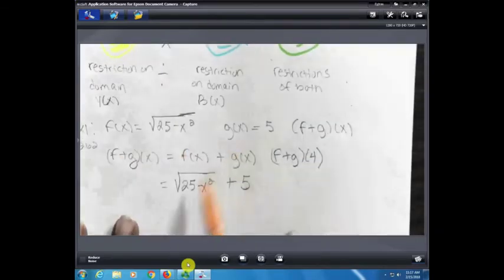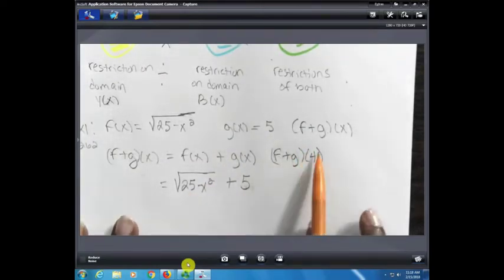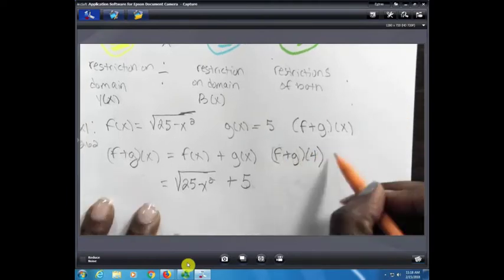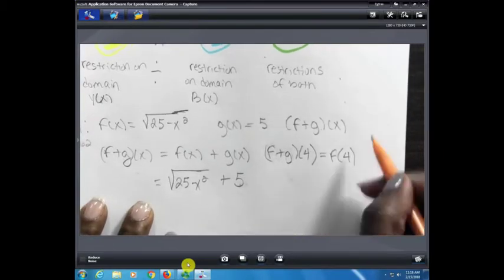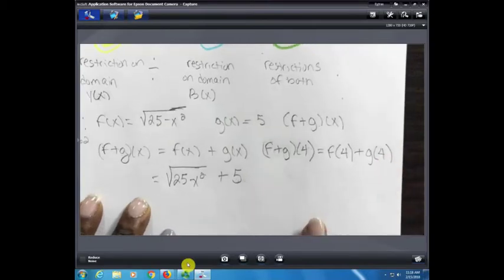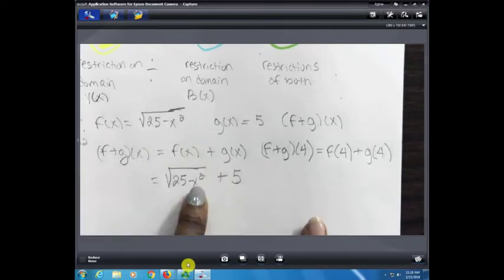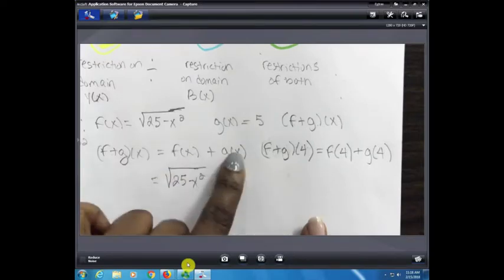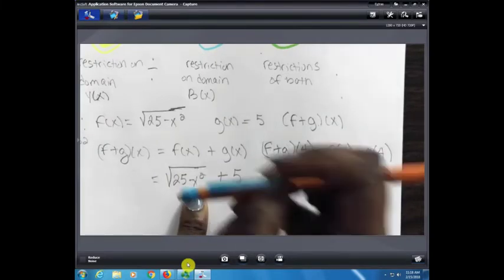Alright, so we got these two functions, we added them together. If I wanted to evaluate these two functions added together at 4, technically what I can do is add my f function at 4 plus my g function at 4. Or you can go ahead and do f plus g and then plug in a 4 for this equation. We can do this two different ways. We can do f plus g to get this answer and then plug in a 4 here.